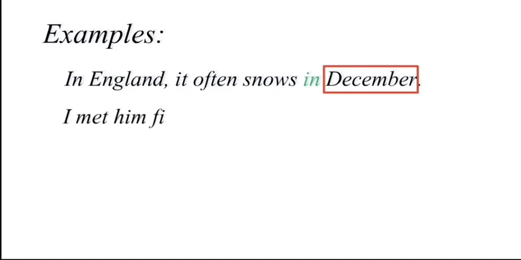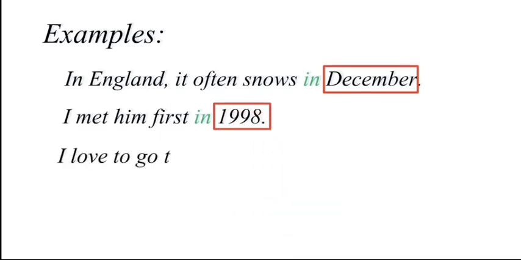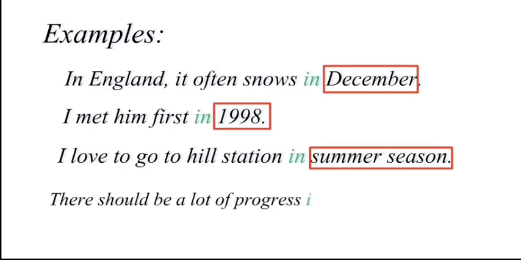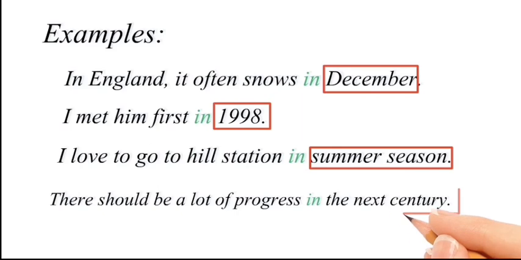I met him first in 1998. So 1998 is a year and in is used before that. I love to go to hill stations in summer season. So if you're talking about any season, summer, winter, spring, you'll use in before that. There should be a lot of progress in the next century. Here we are talking about the next century, so we'll use in before that.